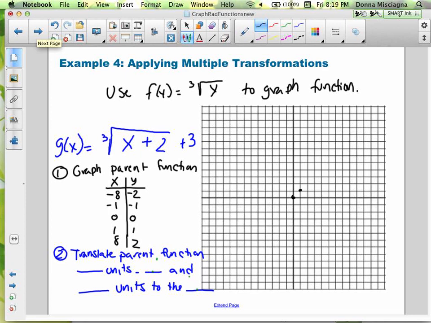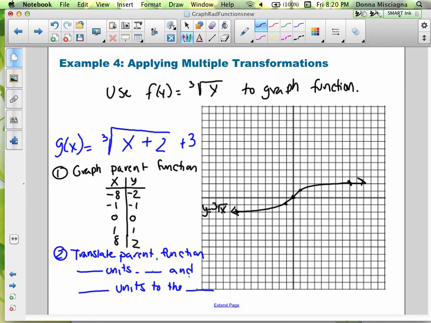2, 3, 4, 5, 6, 7, 8, and then -1, and then we need our last point. So 2, 3, 4, 5, 6, 7, 8, there we go. Right, and then here is our parent function, that one is y equals the cube root of x.